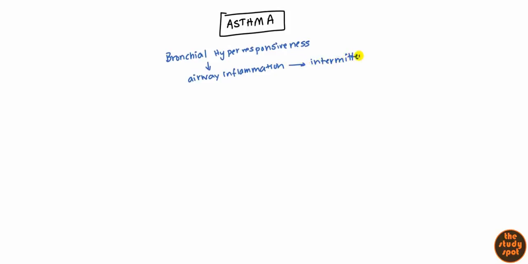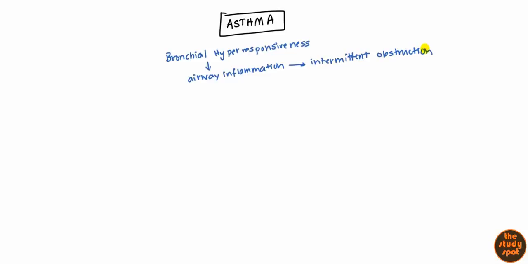So we'll begin with a definition, and the definition also describes its pathophysiology. The definition of asthma is when you have bronchial hyperresponsiveness. So it overreacts, and this leads to airway inflammation, which can be chronic over time, and this can then lead to intermittent obstruction, which would be the cause of the acute exacerbations.